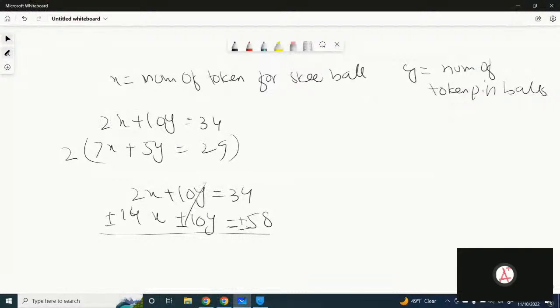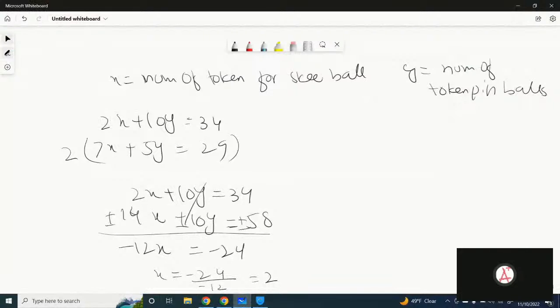10y, 10 minus 10 is 0. Negative 14 plus 2 is negative 12x. And negative 58 plus 34 is negative 24. Divide both sides by negative 12, and you will get x equals 2.